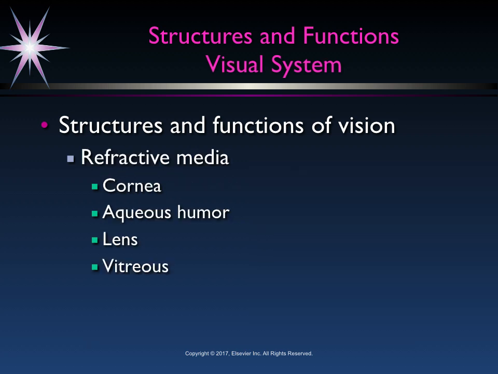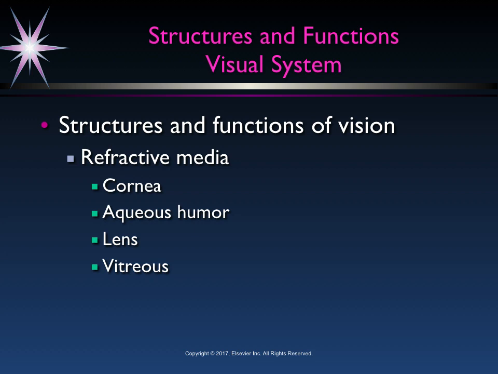So when we look at the structures and the functions of vision, we have to look at the mediums of the eye that make that happen. So for the light to reach the retina, it has to pass through all these different structures. And they all have to remain clear for the light to reach the retina and to stimulate the photoreceptor cells.